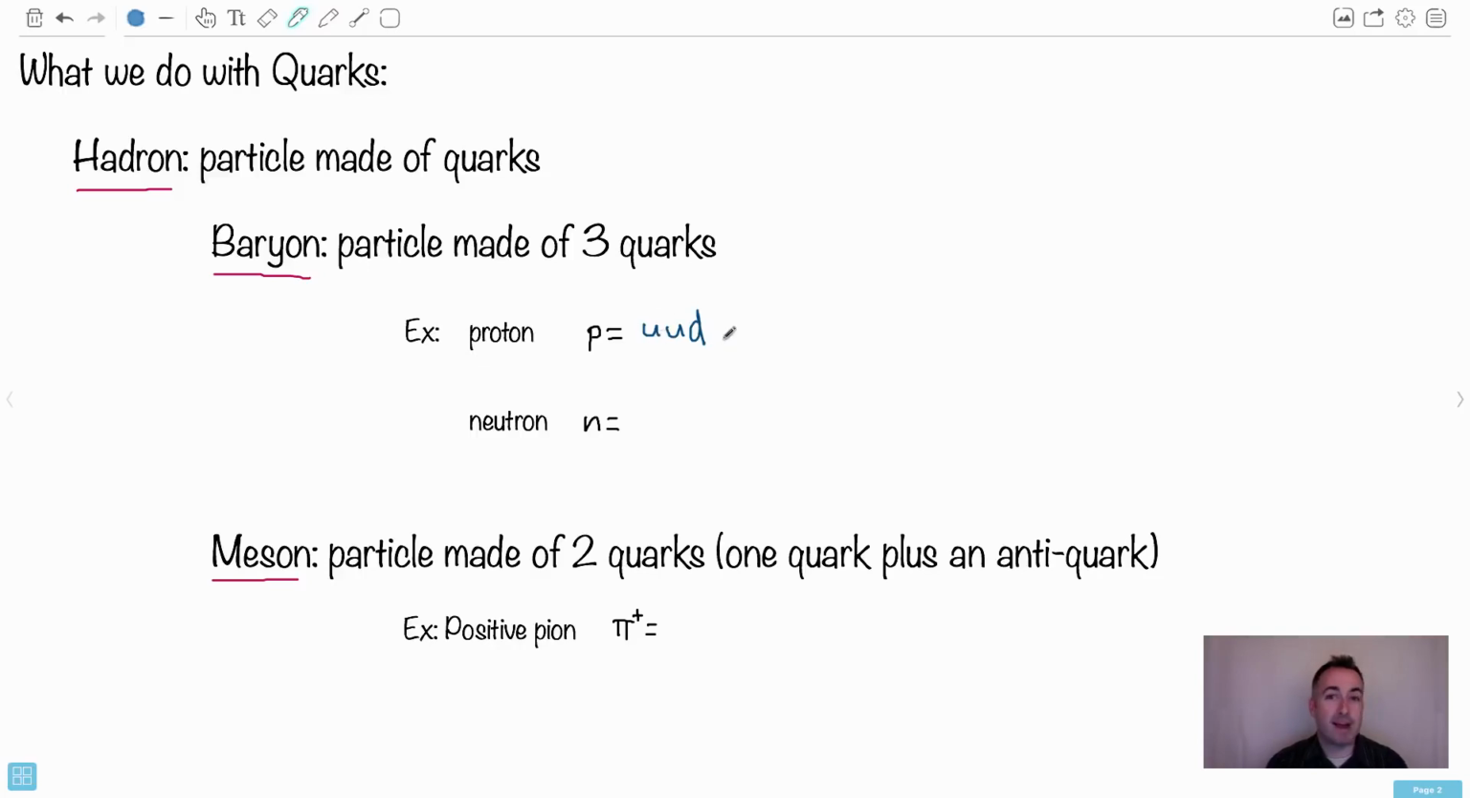Now, does the order matter? No. You could say it's down, up, up. You can say it's up, down, up. It doesn't matter. The fact that it has 2 ups and a down, that's the important part. A neutron, however, is up, down, down. So it's very similar to the proton, right? It's only that one of the ups is a down. This is a little bit lame how I remember this, okay? But you do need to know this.